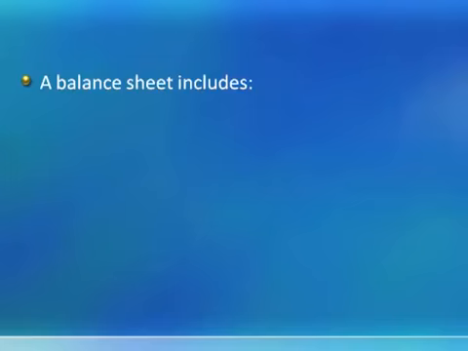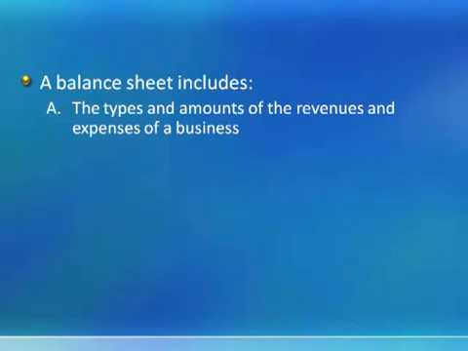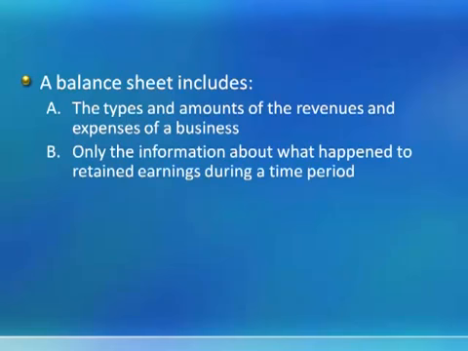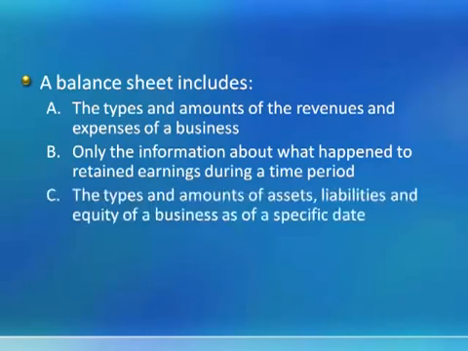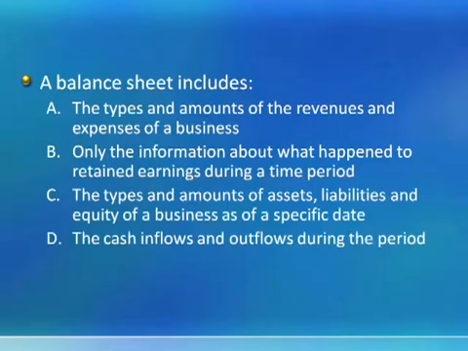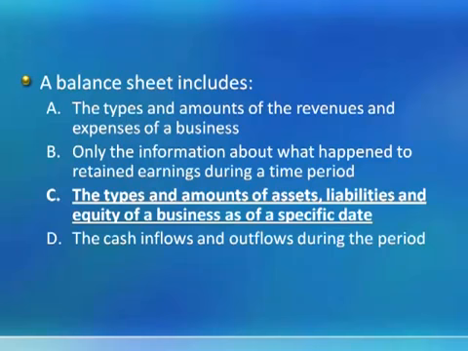Our next question. A balance sheet includes the types and amounts of revenues and expenses of a business. We'll learn later that that's the income statement. Only information about what happened to retained earnings during a time period, we already know that's the statement of retained earnings. The types and amounts of assets, liabilities, and equity as of a specific date, that is in fact the balance sheet, and the cash inflows and outflows during the period. We'll learn later that that's the statement of cash flows. So the best answer is C.